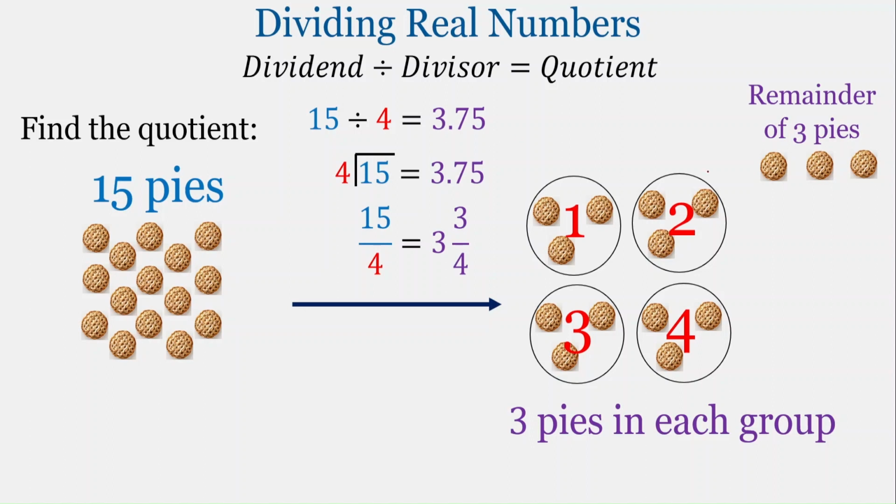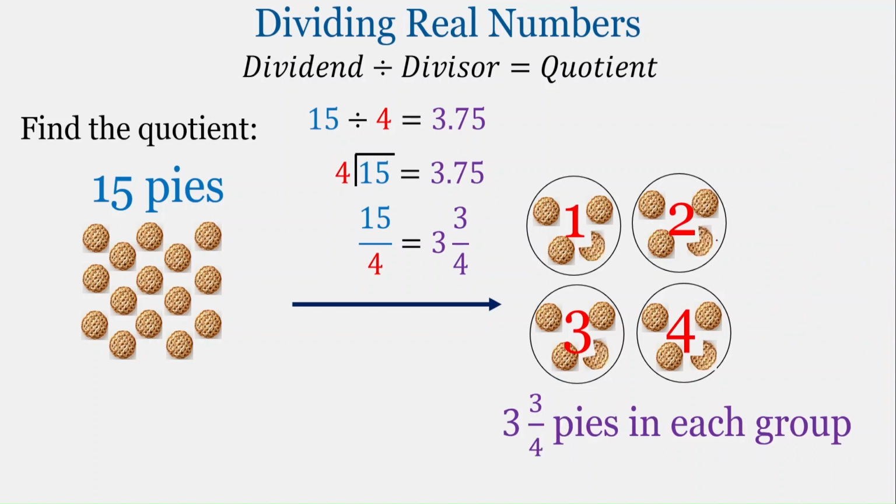Well, since we're dividing by 4, let's go ahead and divide each of these pies 4 times. So we're going to take each pie and split it into 4 equal pieces. And then we will regroup those pieces into 4 groups. And then add each one of those to the main groups, giving us 3 3/4 pies in each of the groups. So 15 divided by 4 is 3.75.